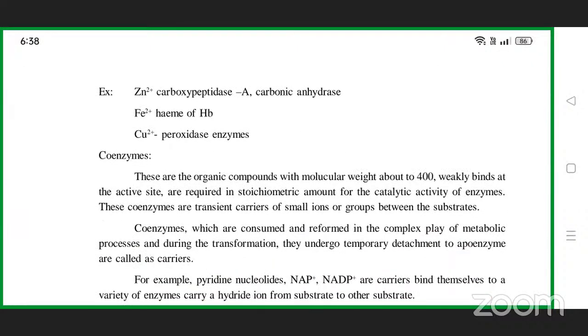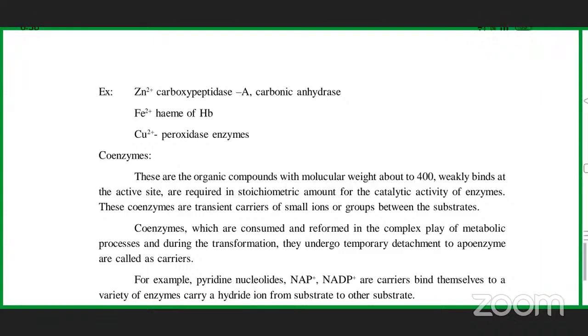The coenzymes are organic compounds with a molecular weight of around 400, and they bind weakly to the active site. These are required in stoichiometric amounts for the catalytic activity of your enzyme. And these coenzymes are transient carriers of small ions or groups in the substrate.